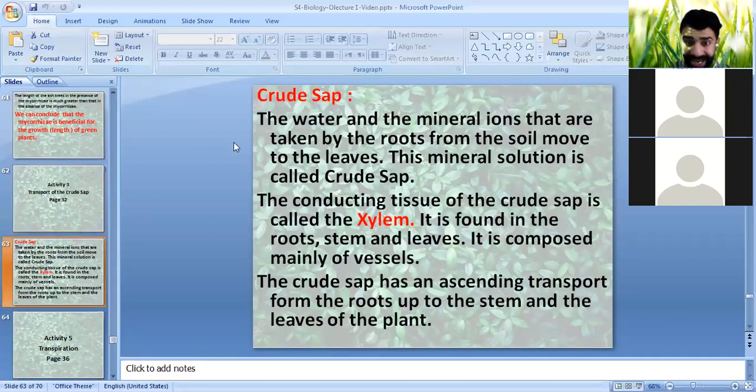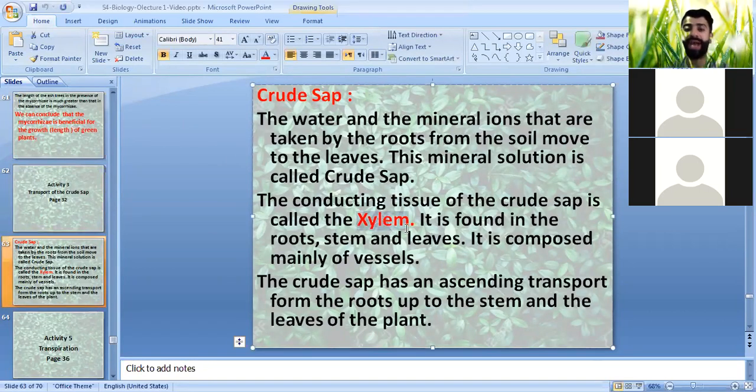We call them xylem. Xylem is the conducting tissue that conducts the crude sap in an ascending transport, or upward, from where to where? From the roots up to the stem and then to the leaves. This is called an ascending transport. These xylem are found in the root, stem, and leaves. Mainly they are composed of vessels. As I said, crude sap has an ascending transport from the roots up to the stem and then to the leaves.